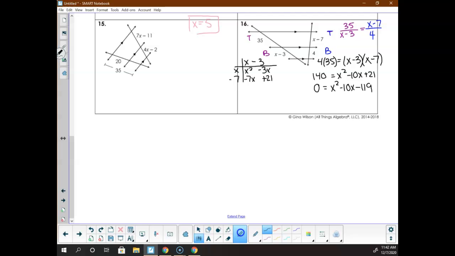All right, now factors of 119 are kind of few and far between. It's 1 and 119, and then I get 7 and 17. Yep. So we're going to end up using the 7 and 17. So I've got x squared minus 17x plus 7x minus 119.